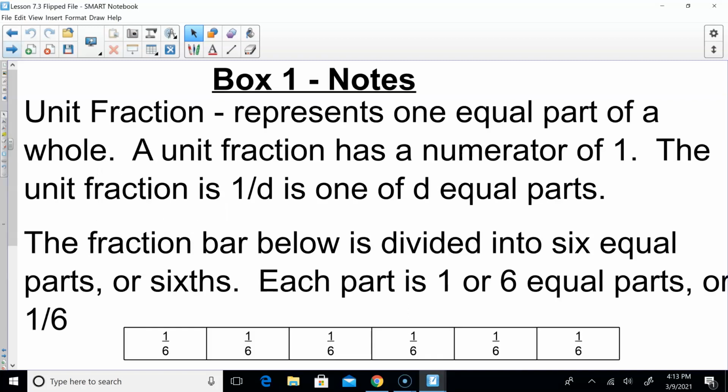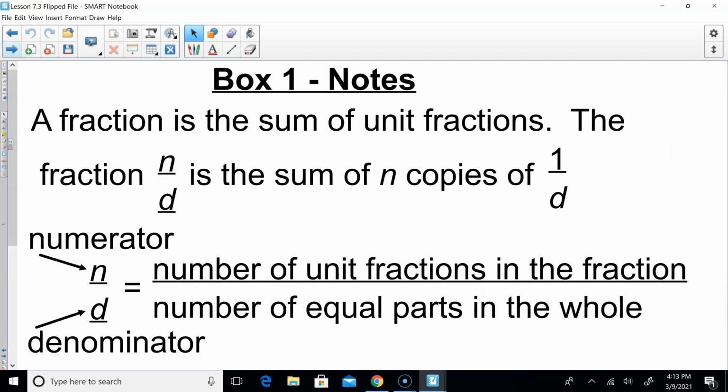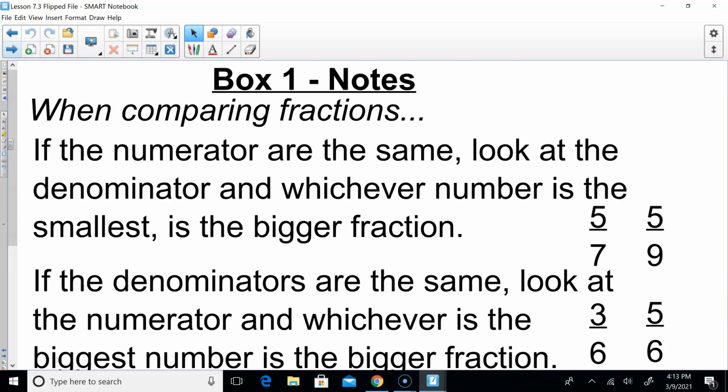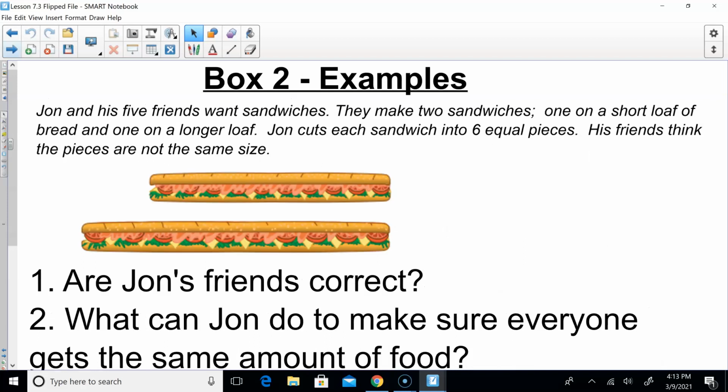And unit fractions, talked about before, the size of the piece is kind of important today. We've got numerators and denominators. We've got comparing fractions with the same numerator and the same denominator. It hasn't been that way recently, but it's still a good way to keep in mind. And now to today's lesson as we dive right in.